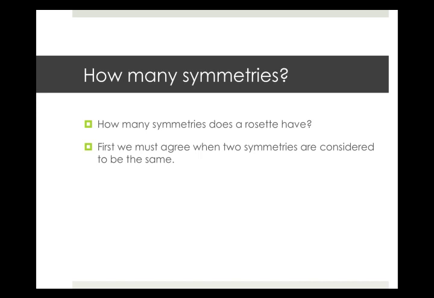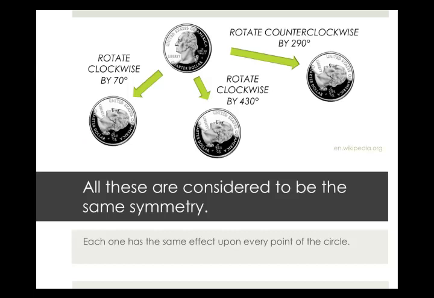Now, to answer that question, first we all need to agree about when two symmetries are considered to be the same. So rather than a rosette, let me take a circle. And again, to keep track of what I'm going to do to a circle, I'm going to draw something inside of it. I'm going to imagine that circle as the boundary of a quarter, as shown here. So let's think about starting with the quarter sitting on the table in front of us. Suppose that we have George Washington facing straight up, looking off to the left.